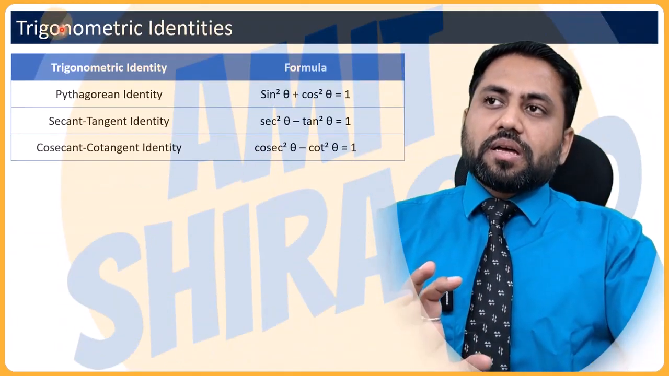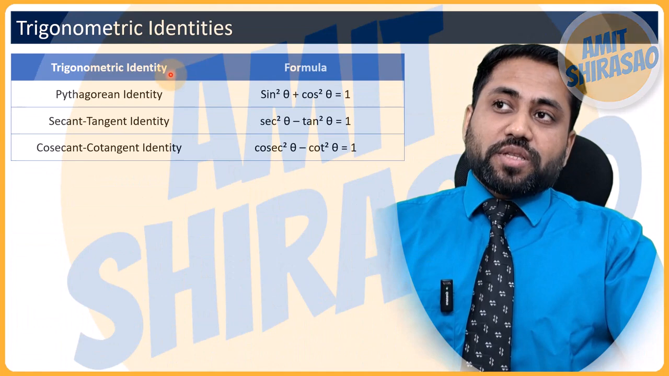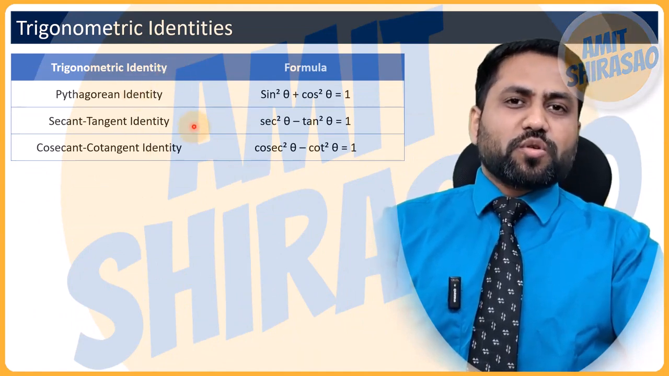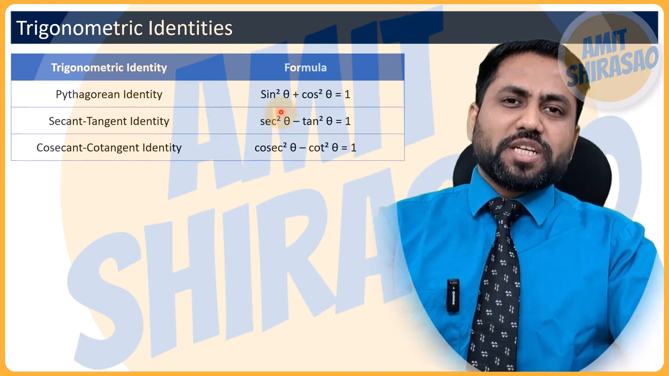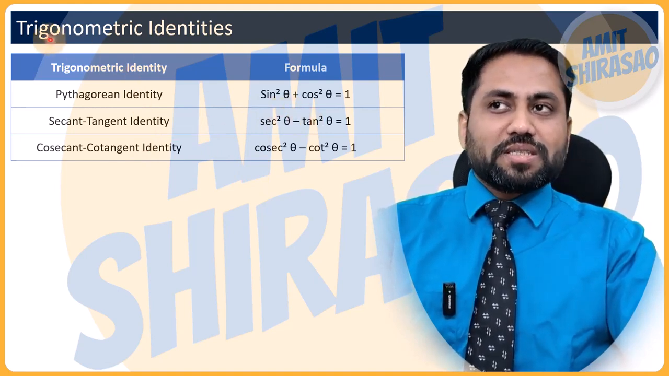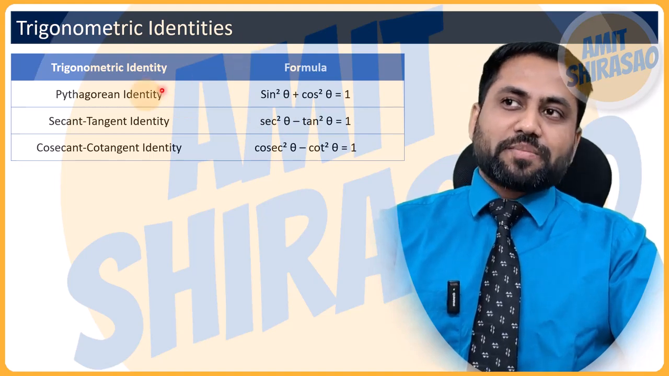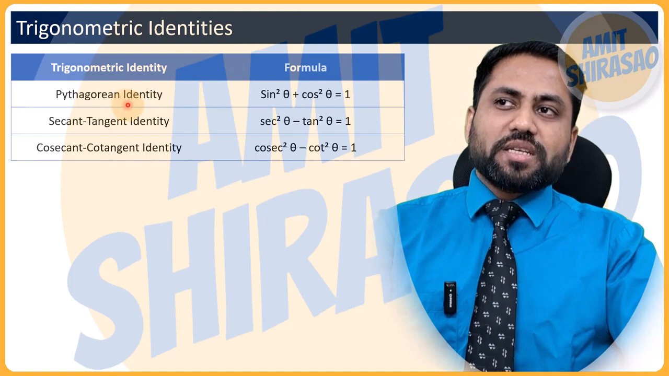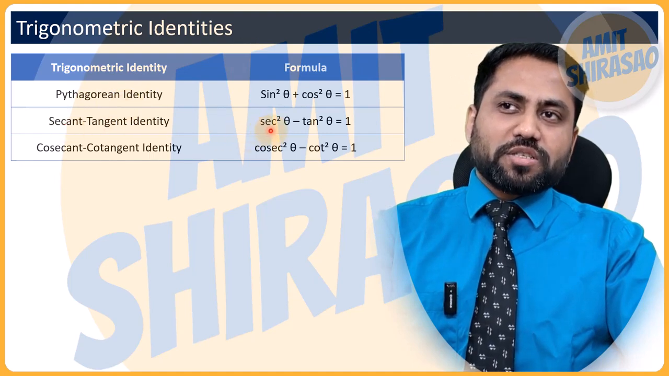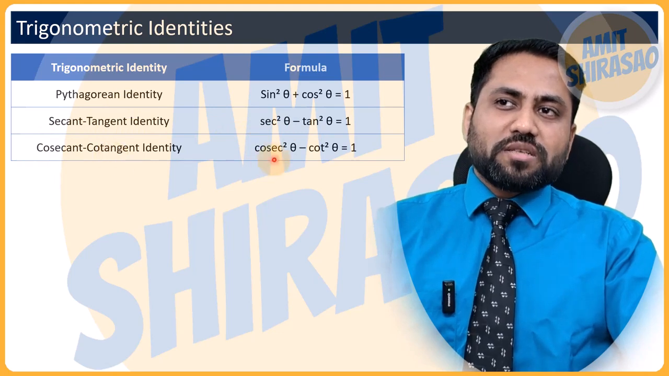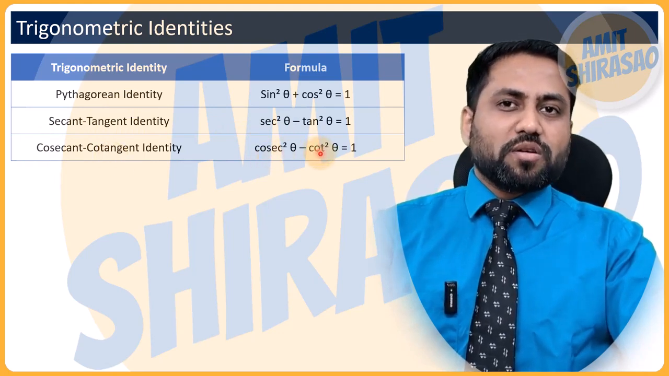Now, trigonometric identities. These are also trigonometric identities, but they are not about complementary or supplementary angles, because 180 degrees minus theta or 90 minus theta is not given here. But these are also trigonometric identities. They have special names. This is called the Pythagorean identity. This is called secant tangent because it speaks about secant and tangent. This is cosecant cotangent because it speaks about cosec and cot.